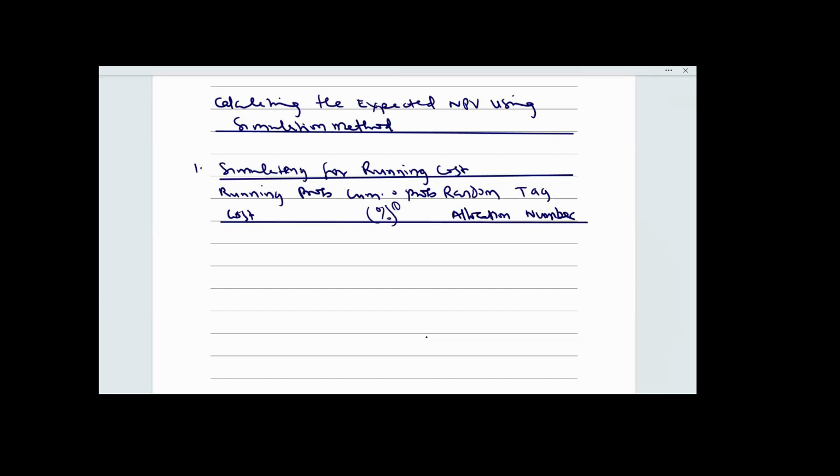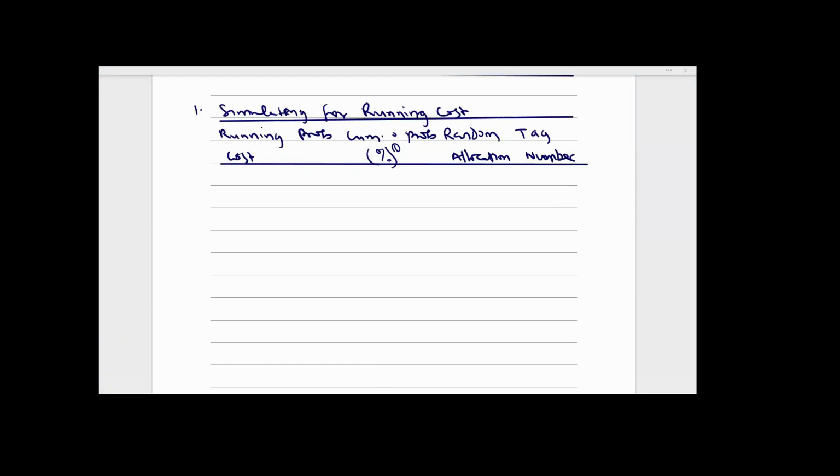So give me the running cost as given in the question. What was the first running cost? 500,000. 600,000. Okay. The last one, 700,000. So give me the probability of each one. The first one is 0.40. Okay. Second one is 0.20. And the last one will be 0.40.